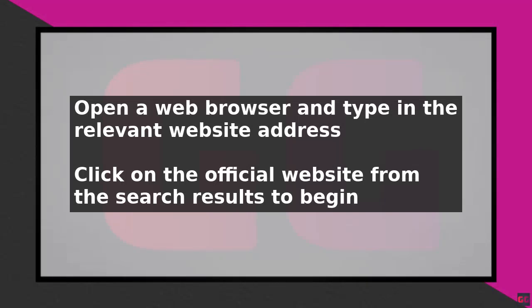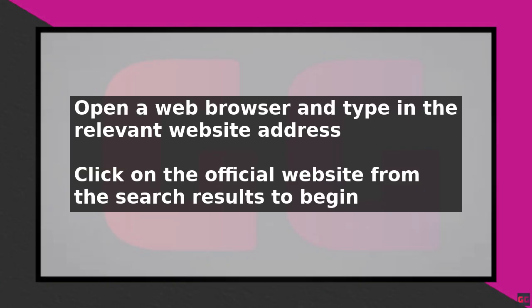To edit a theme, start by opening a web browser and typing in the relevant website. From the search results, click on the official website, which should be one of the first options. This will take you to a page with a Get Started button, which you should click to begin the process.